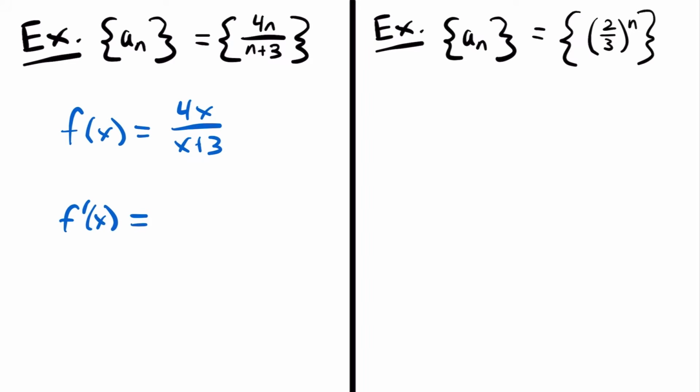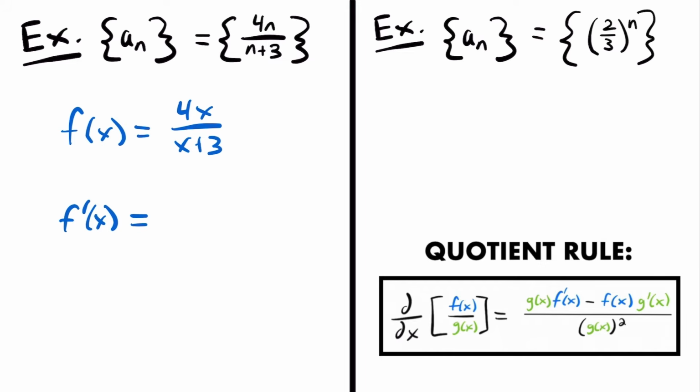rule. And so if you don't remember the quotient rule, I'll have it up here on the screen for you to reference. But you take the bottom function, which is x plus 3, and multiply it by the derivative of the top function. And so the derivative of 4x is 4, so we multiply by 4. Then we will subtract the top function, 4x, and multiply it by the derivative of the bottom function. And the derivative of x is 1, and the derivative of 3 is 0, so our derivative is just 1. And then that is divided by the denominator squared.